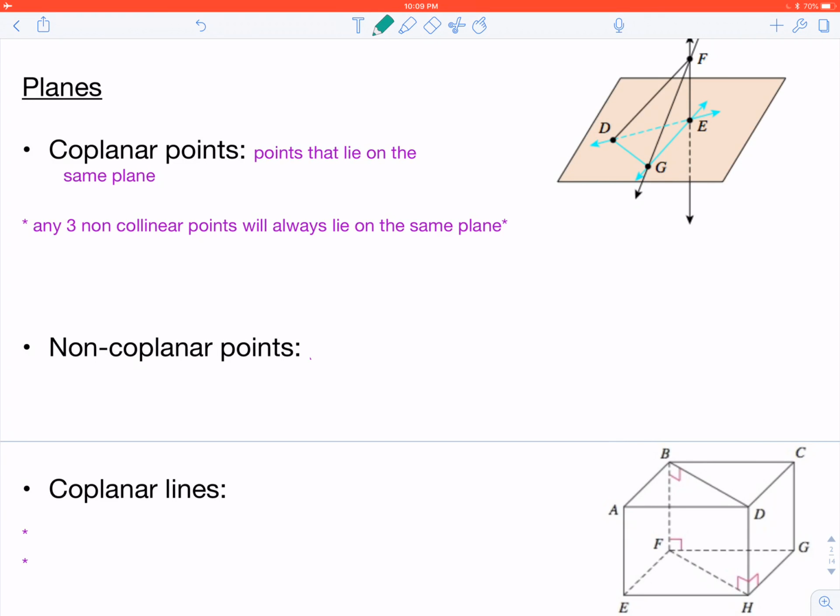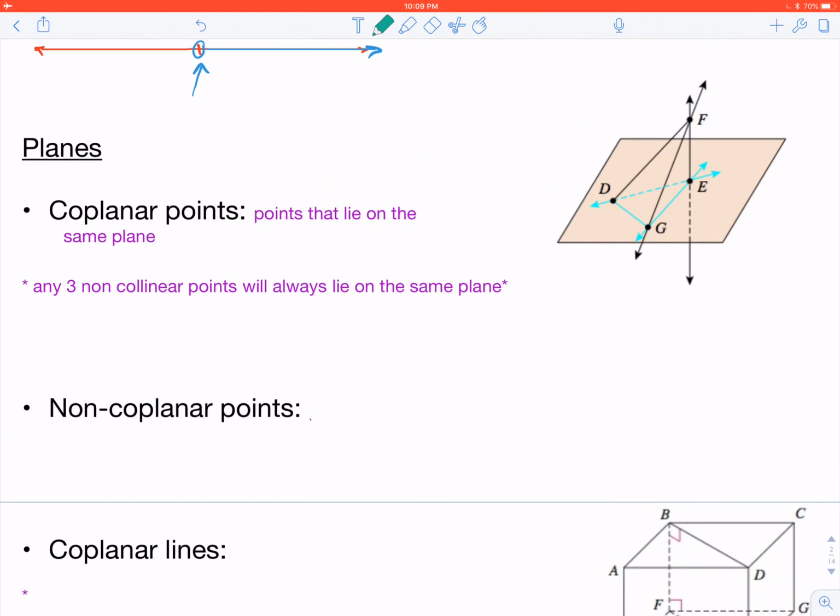So if you look at your picture over to the right, it's pretty obvious that points D, E, and G are all on the same plane. But I'd like to point out that actually point D, point F, and point G, these are also on the same plane. Now, the plane is not drawn for you to see, but I want you to understand that there is still a plane that exists there, whether or not you can see it. So it's not just the one plane that has D, E, and G on it.